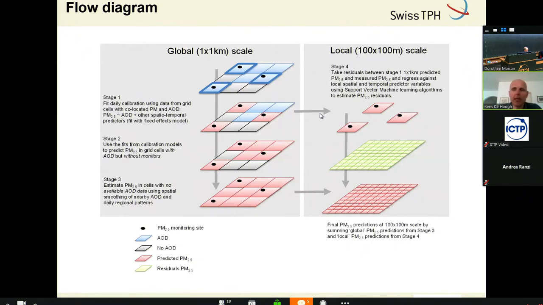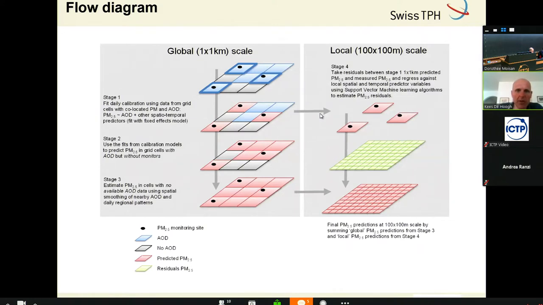This is a flow diagram of our modeling approach. So we do this at a grid level. We get AOD data at 1 by 1 kilometer spatial level. For some of these AOD cells, we have a PM2.5 monitoring site. Those are the black dots. So we can fit daily calibration curves through these cells with PM2.5 monitors, and we can fit a fixed effect model explaining PM2.5 with the AOD data and this mixing height plus other spatial temporal predictors.